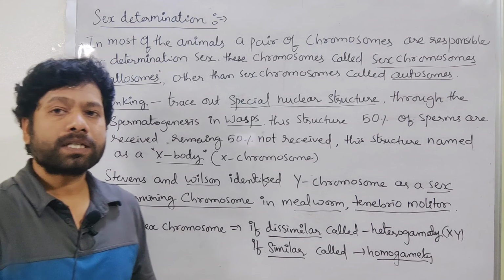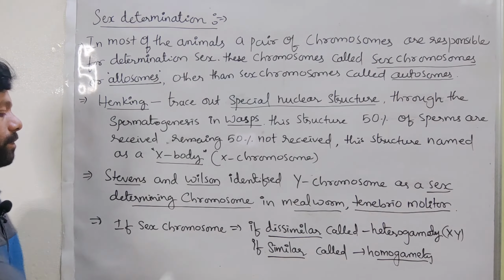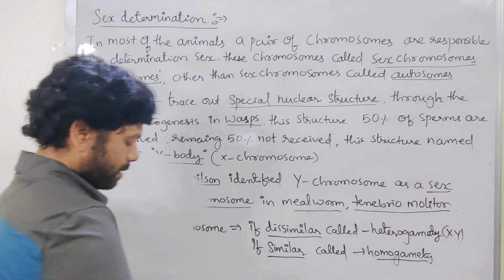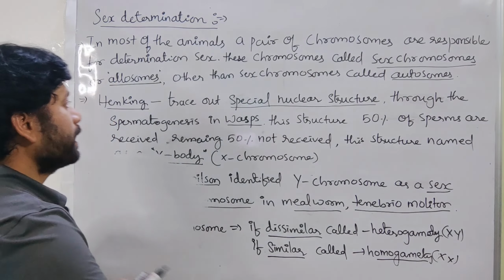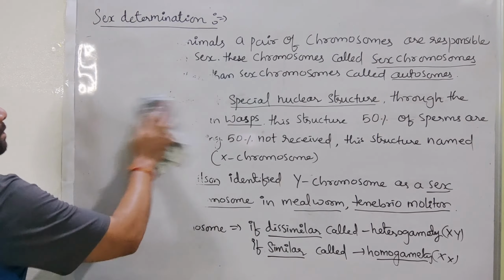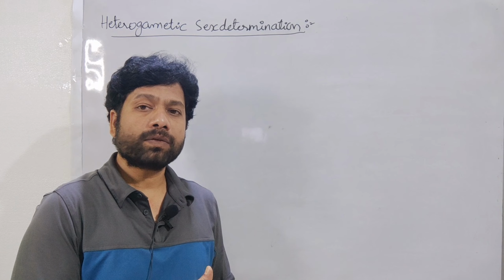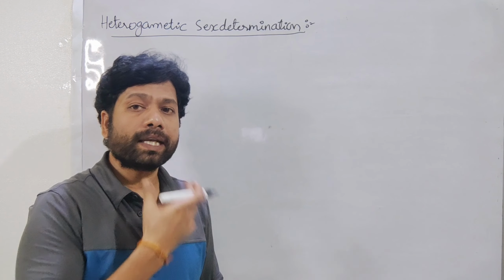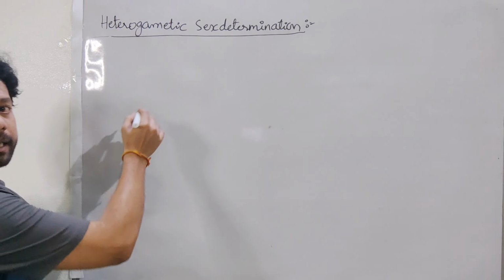So let's discuss heterogamety. Here heterogamete, similar gametes, homogamete means X, X, the gamete is of homozygosity and heterozygosity. Right, next one. If the same gametes are present, it is known as homogamete. If dissimilar gametes, it is called heterogamety. So here heterogamatic sex determination. Let's discuss heterogamatic sex determination.